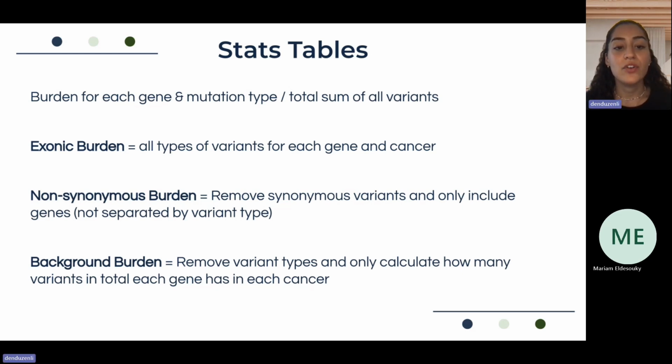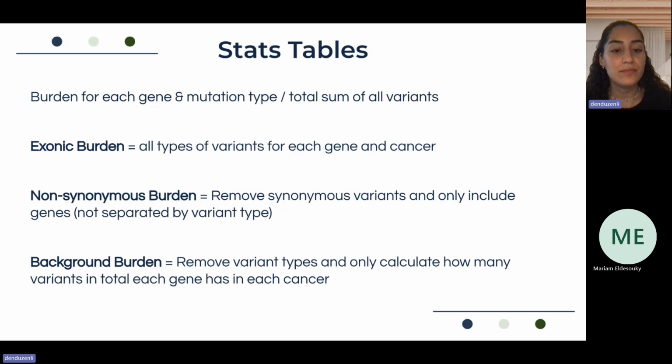Moving on, we have non-synonymous burden, and this is just removing all of the synonymous variants. So these variants are kind of like silent mutations. It doesn't really change much at the amino acid and protein level. So we want to have results that remove these and look more at the variants that are causing the different mutations and causing the different issues at the protein and amino acid level. And for these results, we did not include variant types. So it only looks at genes, and then the variant types are all grouped together.